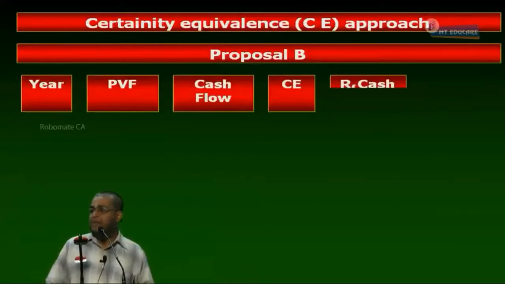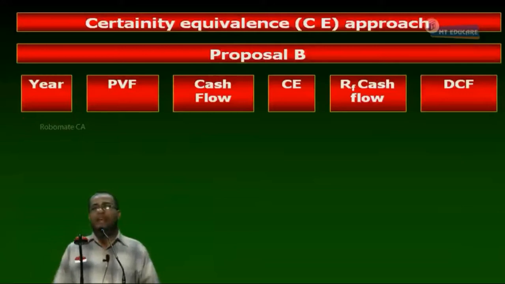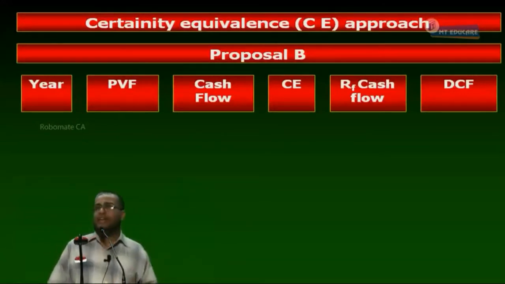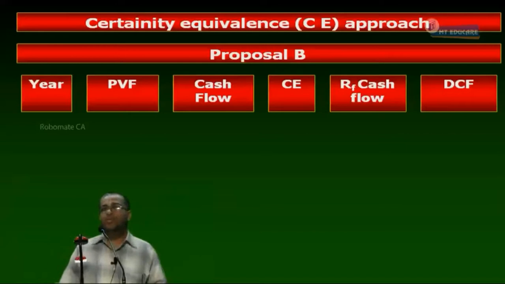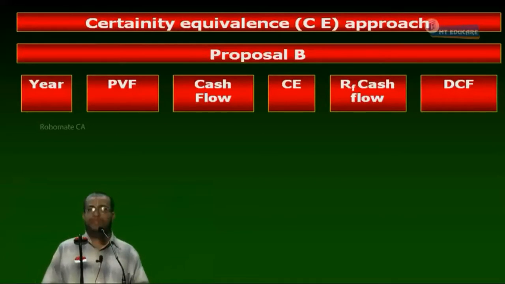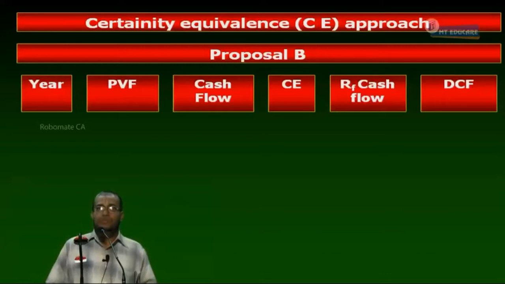Proposal B. Year, present value factor, cash flow, CE, risk-free cash flow, and then discounted cash flow. Can I start or not?